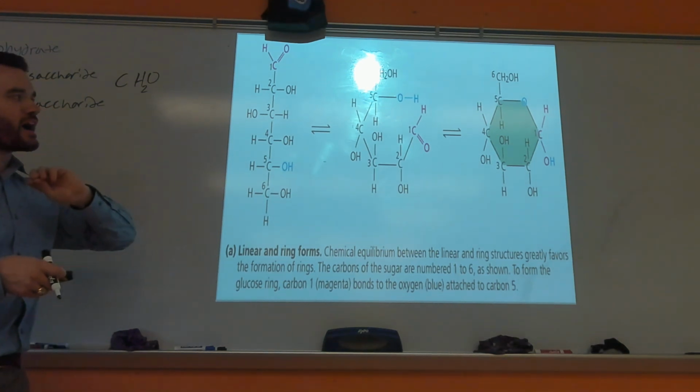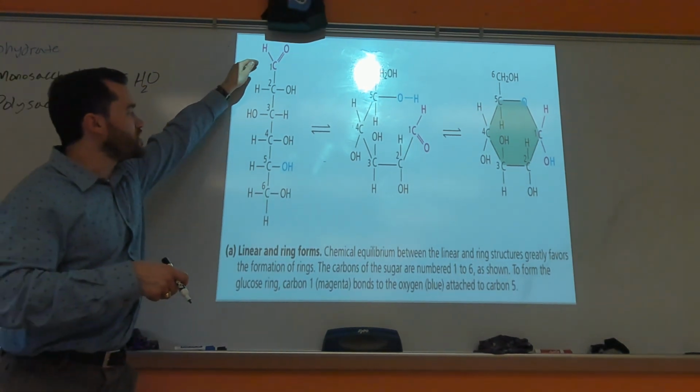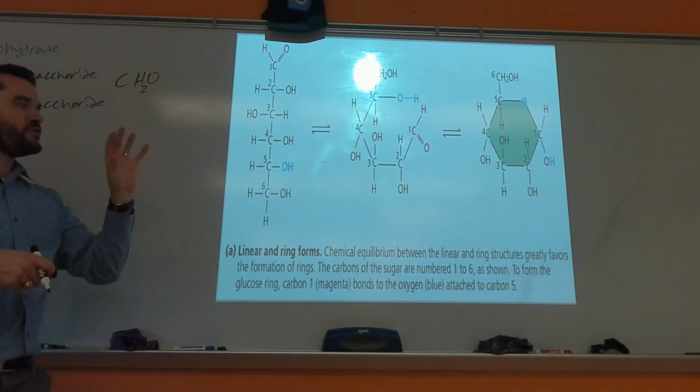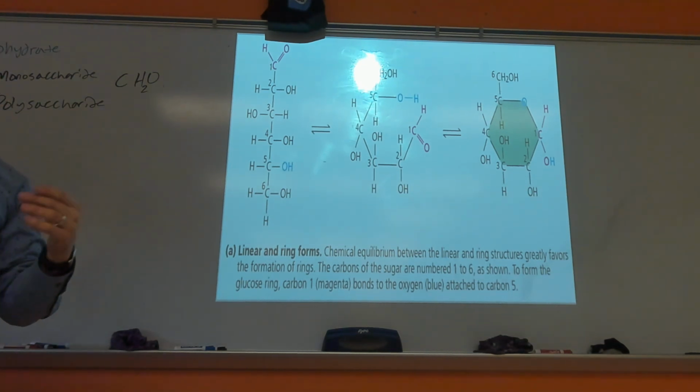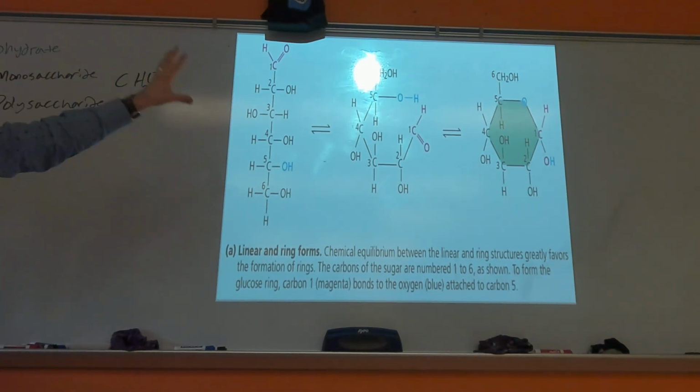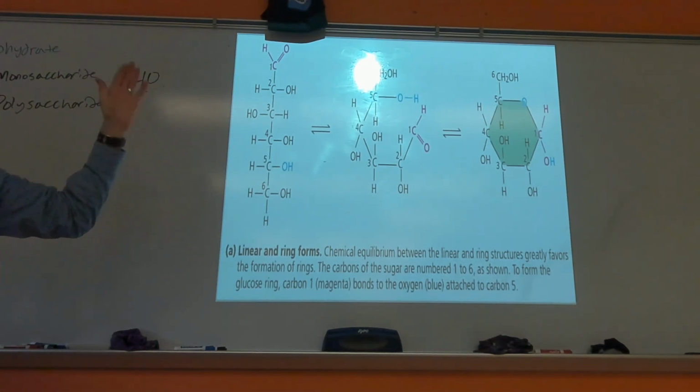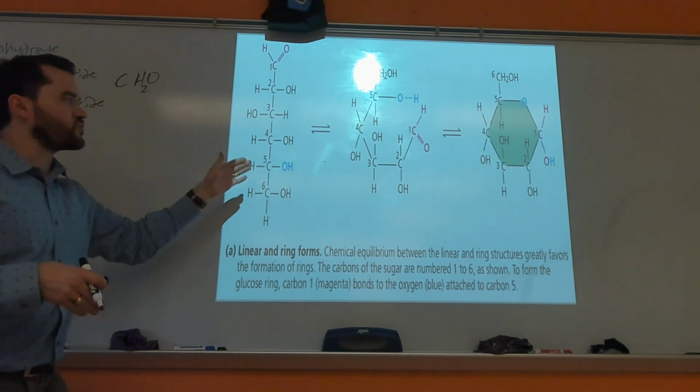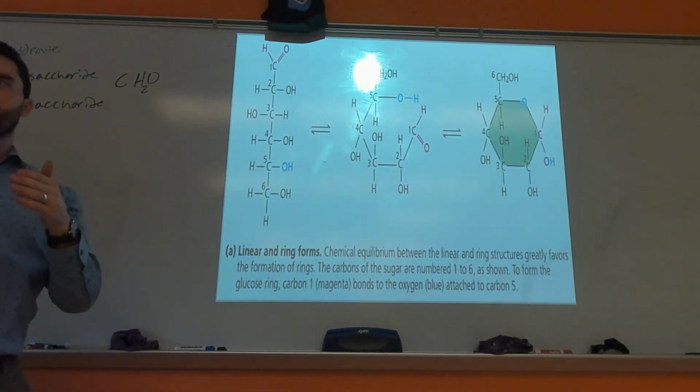You don't need to memorize that it's the one going with the number 5 carbon. If you do biochemistry your junior or senior year of college, they'll make you memorize these structures, draw the ring and the linear form. But I just want you to start thinking through what this would look like.